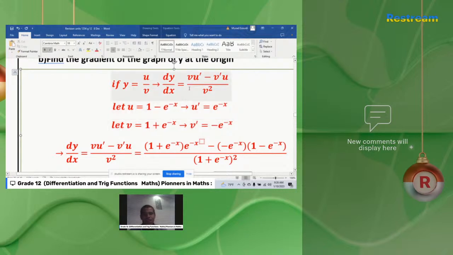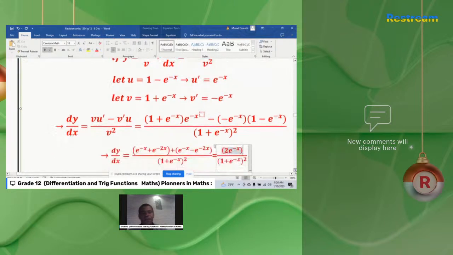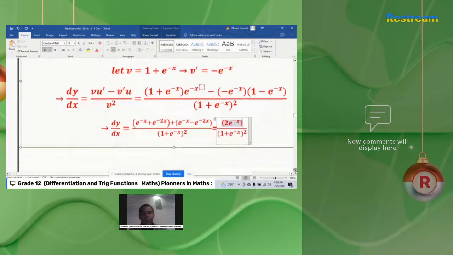Therefore, to find this one, you are going to multiply v by exponential of minus x. This is v multiplied by exponential minus x. Then the negative sign in the formula. Then v dash, which is minus exponential minus x, is written here, multiplied by u, which is 1 minus exponential minus x. Therefore, it's clear for you how you can find the first derivative of a quotient. Now we move to the next part.